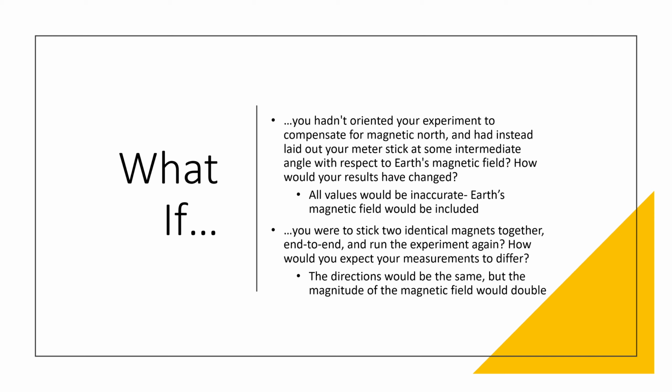So what if we never oriented our experiment to compensate for magnetic north and we just did the experiment regardless? Well, all of our values would be pretty inaccurate because Earth's magnetic field would be included. It wouldn't be taking in data just from our magnet, it would be taking in data from the Earth's magnetic field as well. And if you put two identical magnets together, then we would have the same directions, but the magnitude of the magnetic field would double.